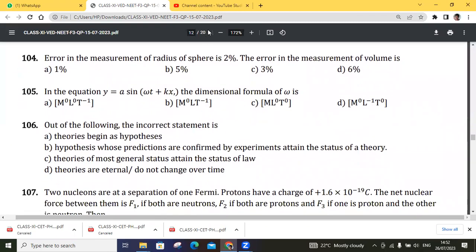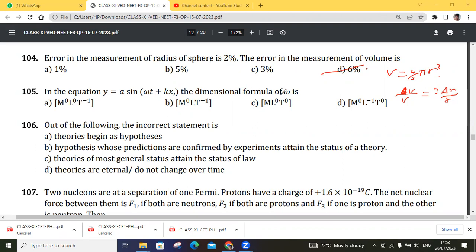So the error in the measurement of the radius of a sphere is 2%. What is the error in volume? Volume is equal to 4/3 πr³ for a sphere. So the error in volume will be 3 times the error in radius. So 3 into 2 is 6%.